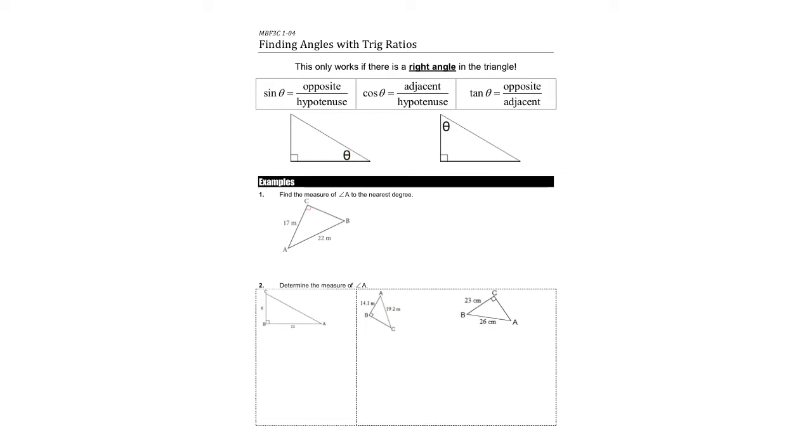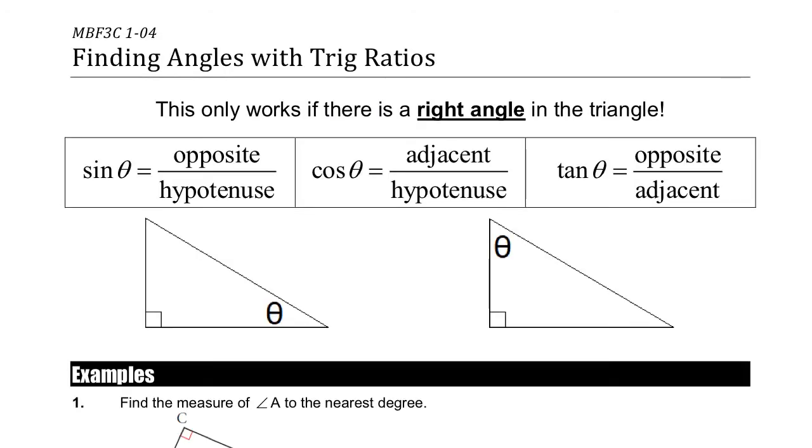Please take out this handout from your notes in order to follow along with this lesson. In the last lesson, we looked at finding side lengths with trig ratios. This time, we're finding angles with trig ratios. But the trig ratios themselves are the same. Sine is opposite over hypotenuse, cosine is adjacent over hypotenuse, tangent is opposite over adjacent.